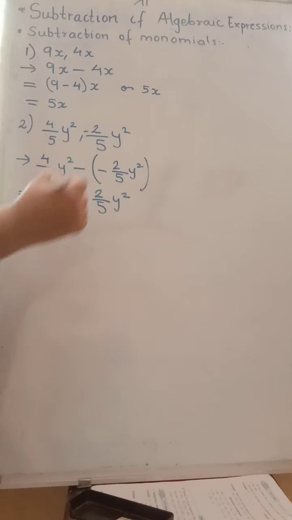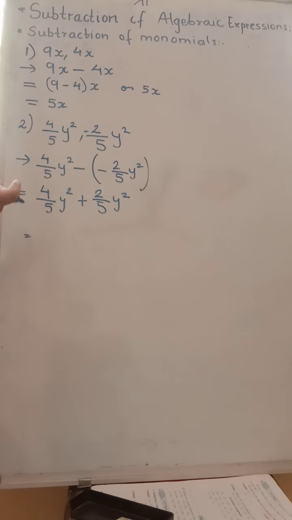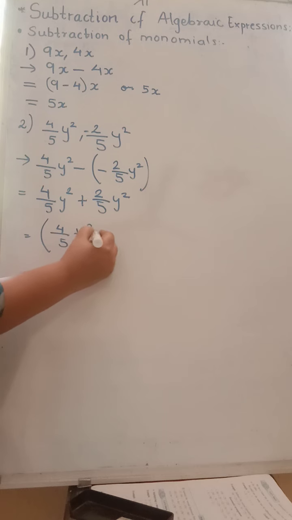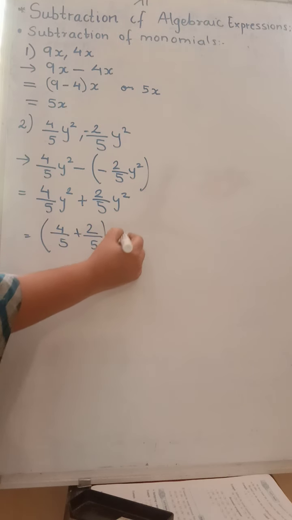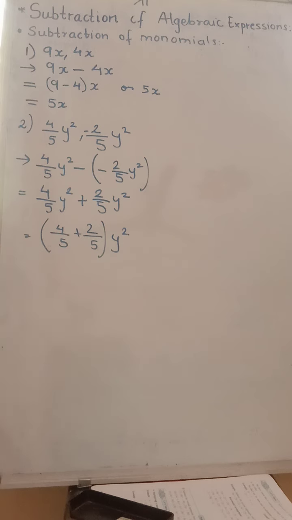square. Now children, if you see, the variables are same, so coefficients we will take together, that is 4 upon 5 plus 2 upon 5, and common variable, that is y square. Are we able to add these fractions? Yes, because the denominators are same. So 4 plus 2, 6, common denominator 5. So 6 upon 5 y square. So did you understand how to do subtraction of monomials?